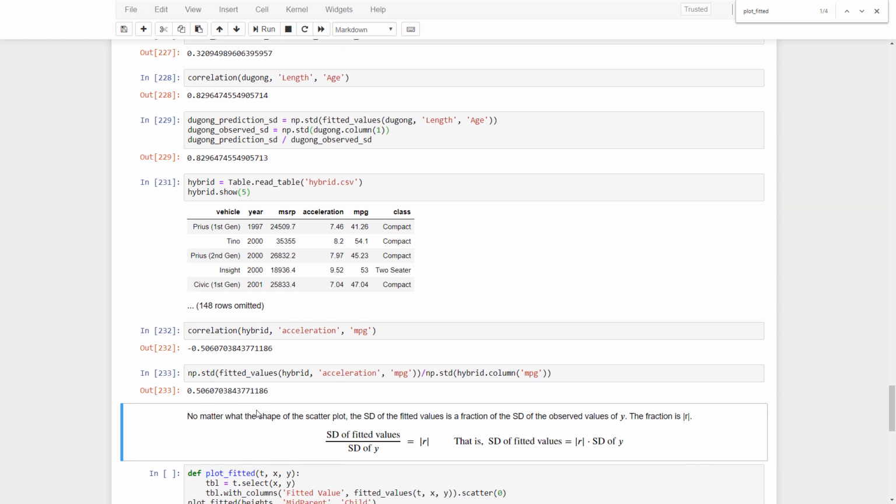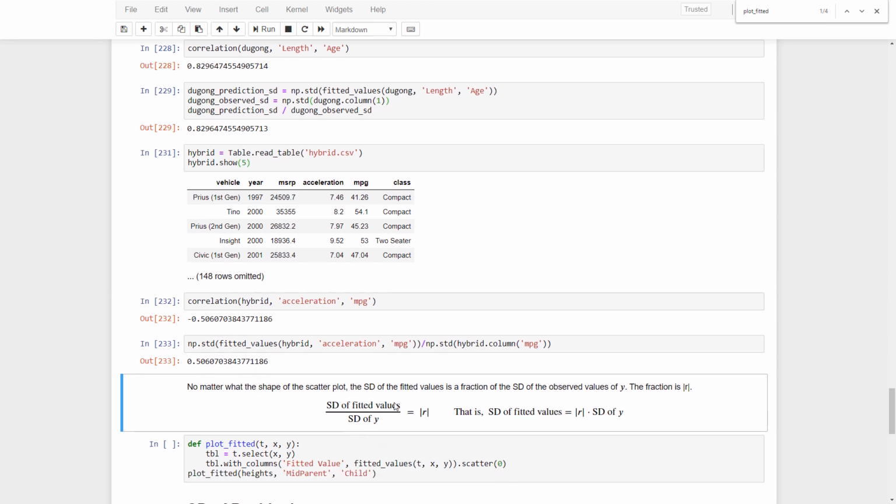So generalizing this, the standard deviation of the fitted values, or the predicted values, divided by the standard deviation of the observed values is the absolute value of the correlation coefficient. Or in other words, the standard deviation of the predicted values is equal to the absolute value of the correlation coefficient multiplied by the standard deviation of the observed values. Now let's interpret this equation.